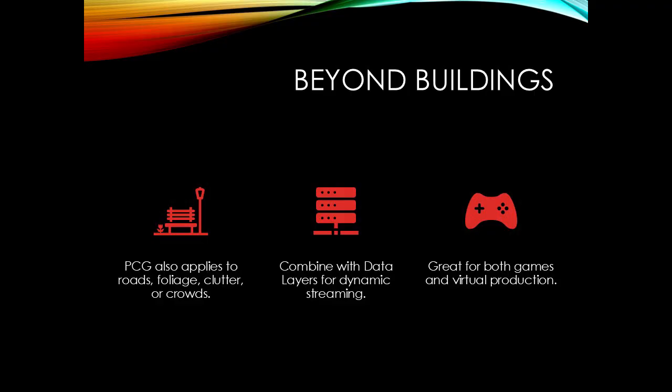PCG also works with data layers, meaning you can stream content in and out dynamically, depending on gameplay or camera position. In virtual production, PCG is used to quickly assemble background sets or to generate variation across shots. Once you understand PCG graphs, you can apply the same logic to almost any environment task.